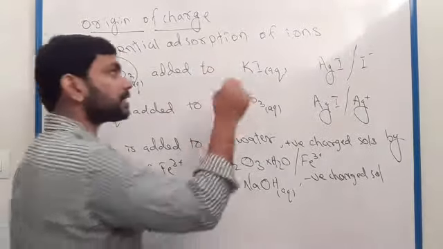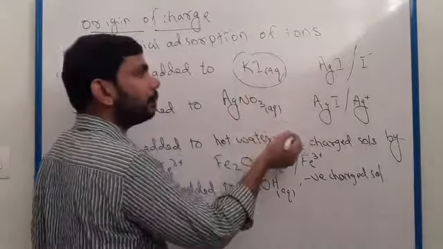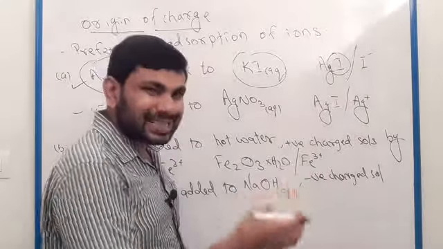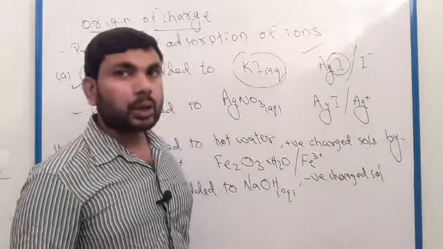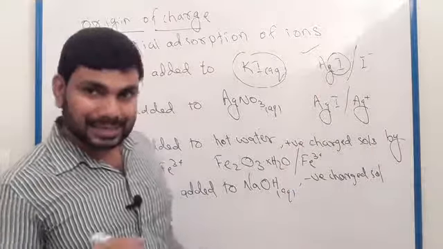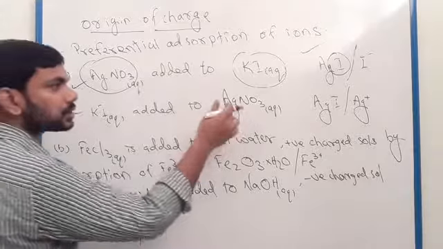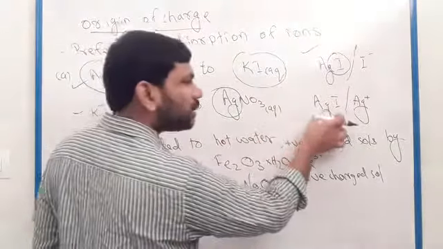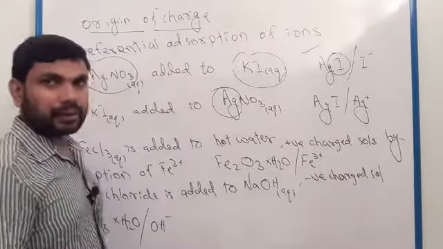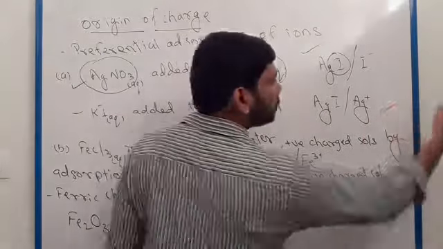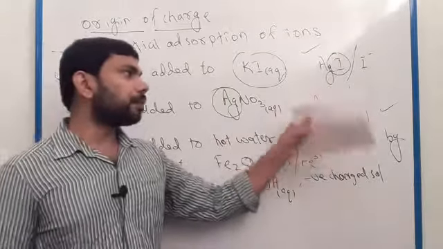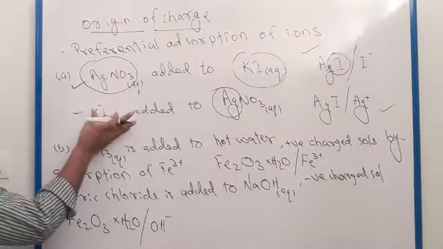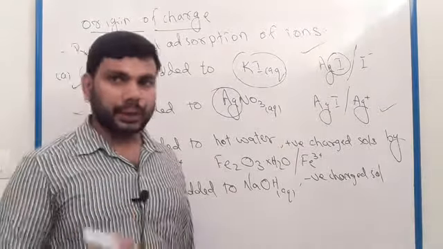When you add silver nitrate into potassium iodide, in potassium iodide there is K plus and I minus. So the silver iodide precipitate will adsorb I minus and form a negatively charged colloidal solution. Second case, potassium iodide added to silver nitrate. In silver nitrate there is Ag plus, so the precipitate AgI will adsorb Ag plus from the medium, and a positively charged colloidal solution is formed. Clear? Preferential adsorption means colloidal particles adsorb ions depending on the situation.